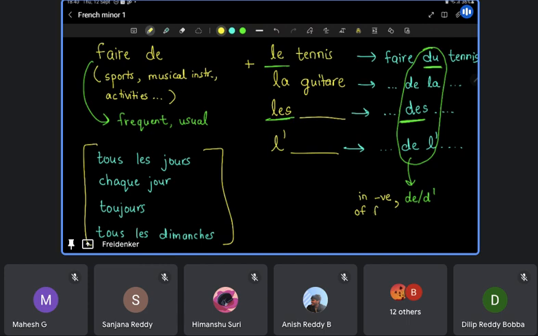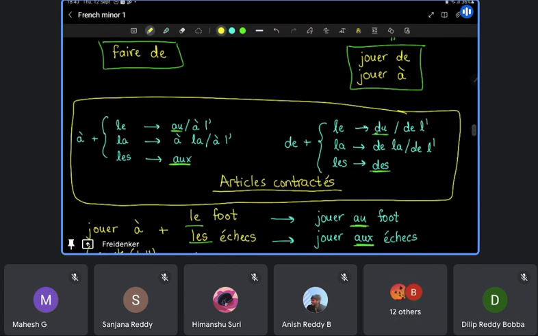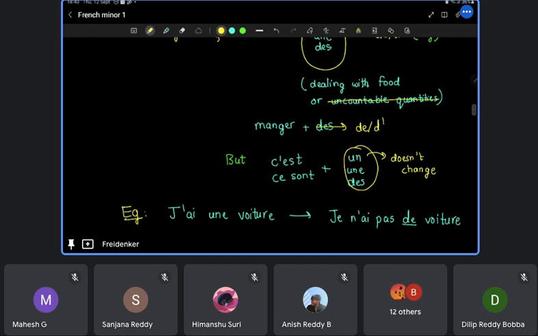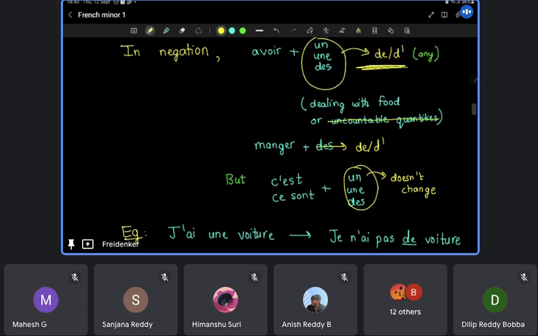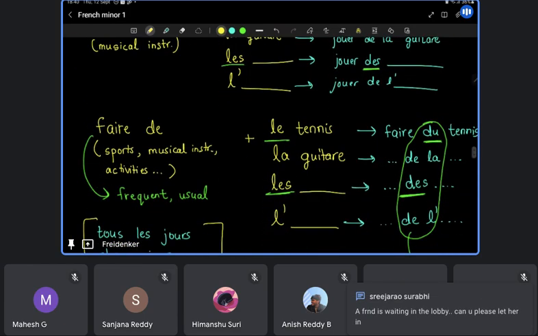This only applies for faire. We've also seen this for avoir, where all of this becomes de or something like that. This is a very similar rule: in negative sentences of faire, all your articles become de or d apostrophe.